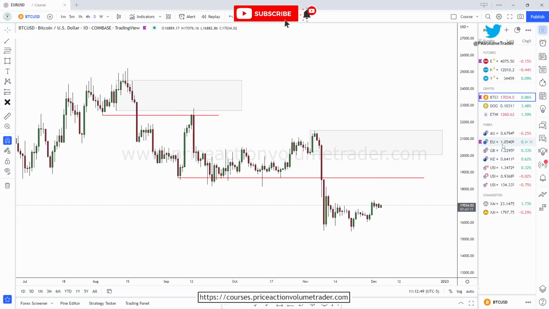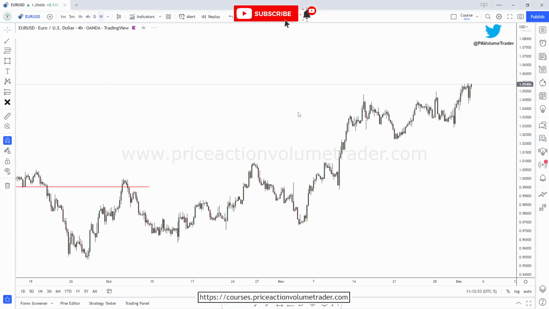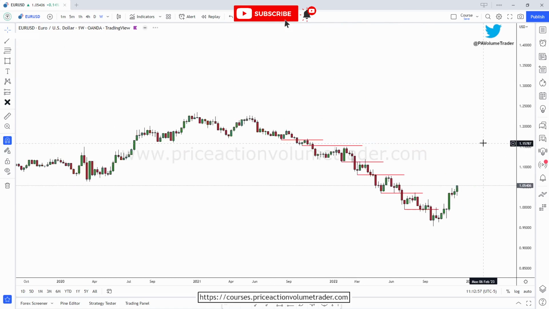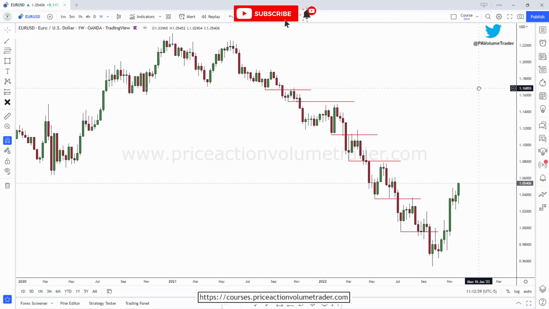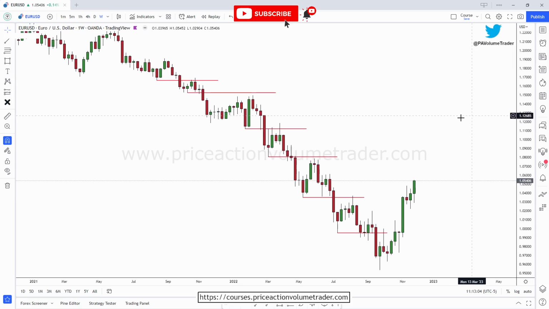And the last one, just an example here on Euro. We can go here on the higher time frame, on the weekly time frame. Usually these structure breaks will look a lot cleaner on the higher time frames. If you're doing this on a 5-minute or 15-minute chart, it might look a little bit messy, but this is especially useful if you're doing swing trading.